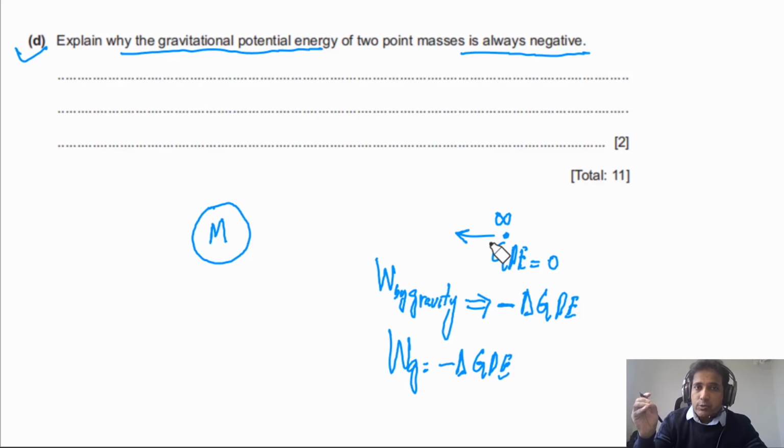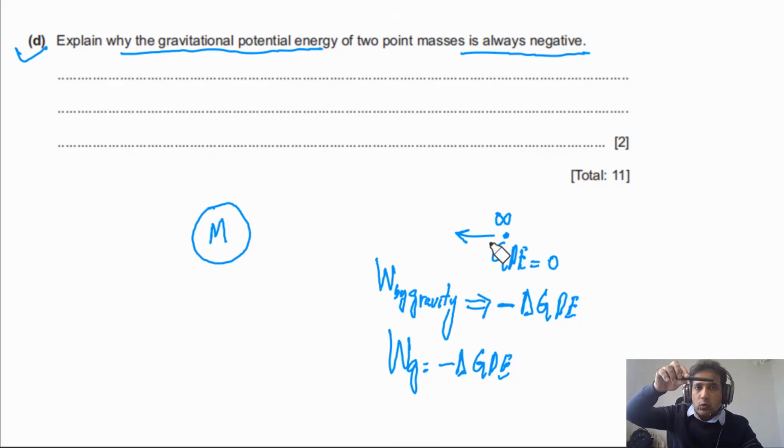When you bring any object from infinity to a point between 2 point masses, meaning in the gravitational field of 2 point masses, work done by gravity has to be positive. Gravity will do positive work, so the change in potential energy will be negative, or we can say the work done by the external agent is negative. That's the reason change in potential energy is negative. So you have to be very clear about this one. So this is very simple.